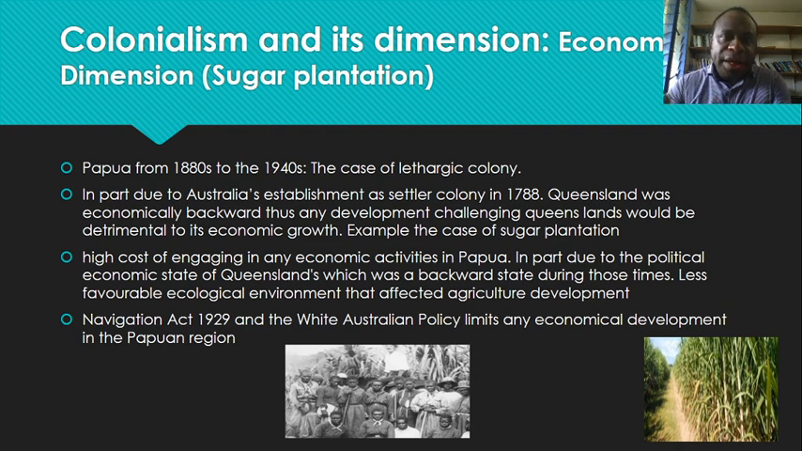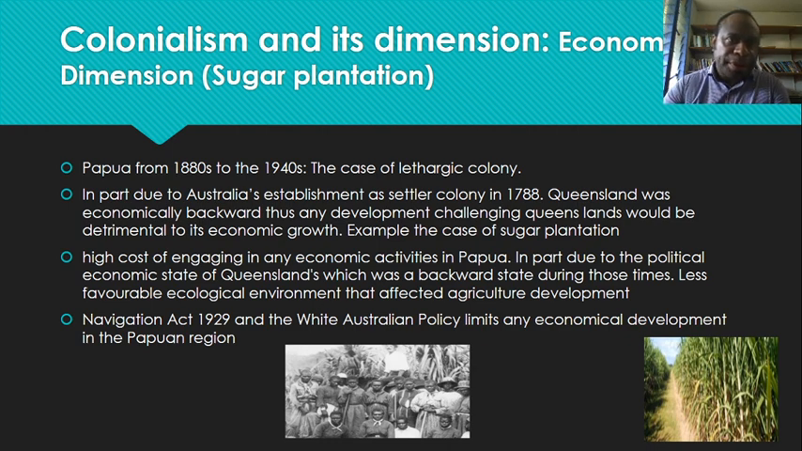So any economic development in the Papuan region will affect Queensland's economy. Okay, an example is the sugarcane plantation. So the British had already established a sugarcane plantation in Fiji. Okay, and Queensland had a sugarcane plantation. Okay, the fun fact is, okay, there are instances of sugarcane plant seeds, okay, being brought over to Queensland, okay, originating from Papua New Guinea.